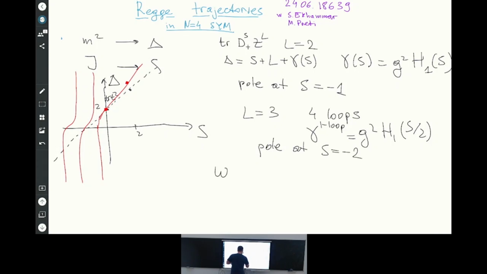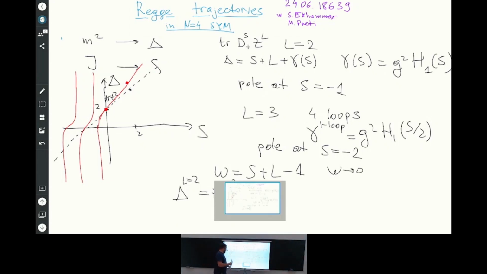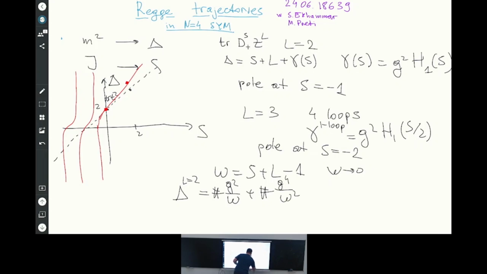Which suggests that in general, we should introduce the variable omega, which is S plus L minus 1. And then for all these cases, you can see, for example, for L equal 2, that you get a perturbative expansion, which is some number times g squared over omega at one loop, near omega equal to 0. And then at higher loops, this pole becomes more and more severe. So it becomes a quadratic pole and so on. So in general, it is a power of this combination. And you can ask whether it resums into something interesting.